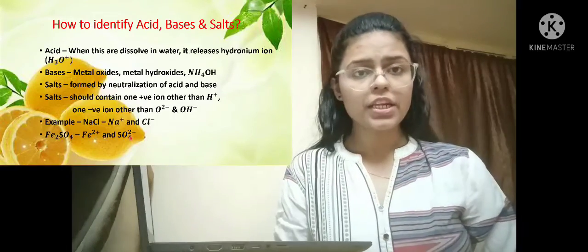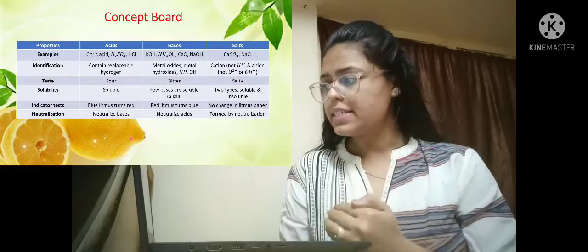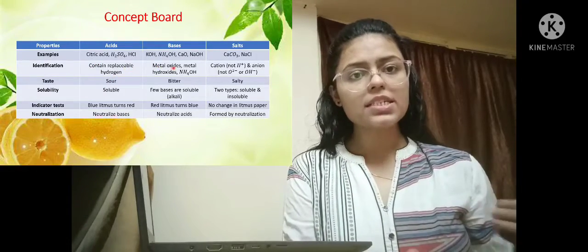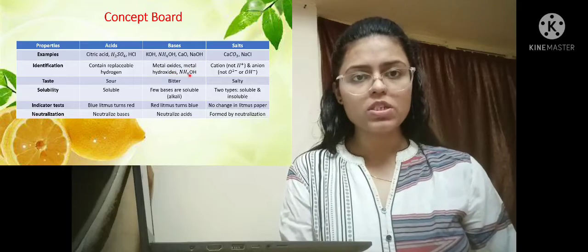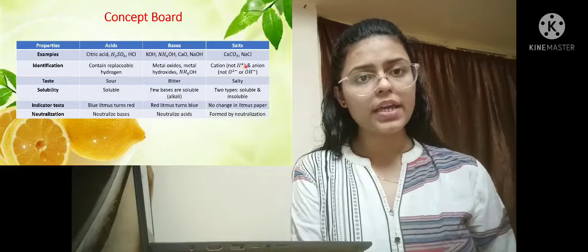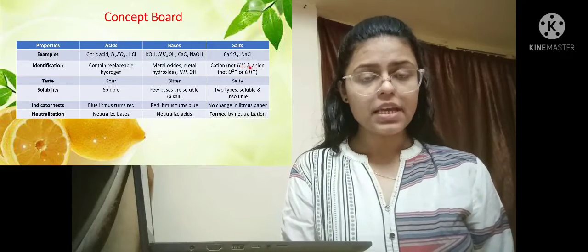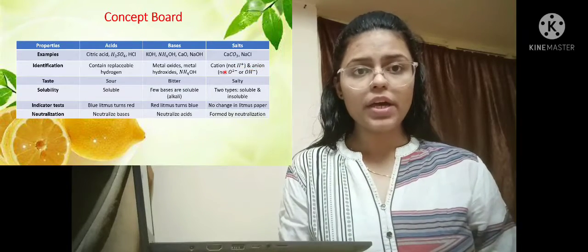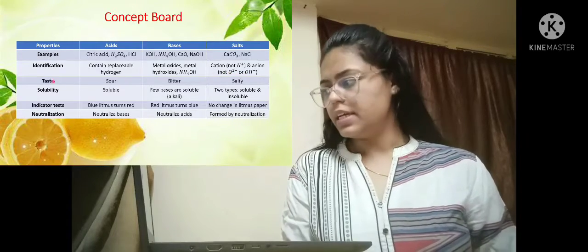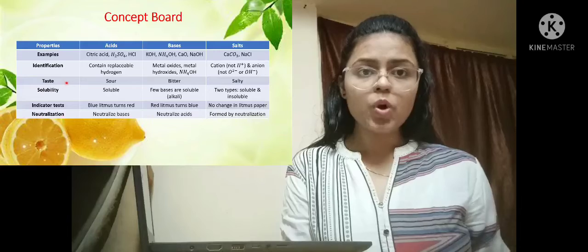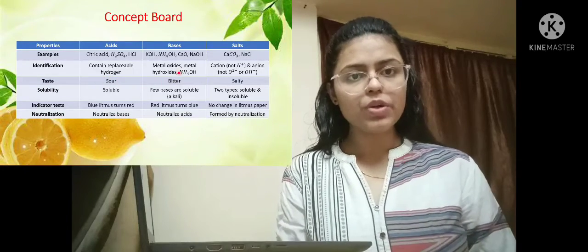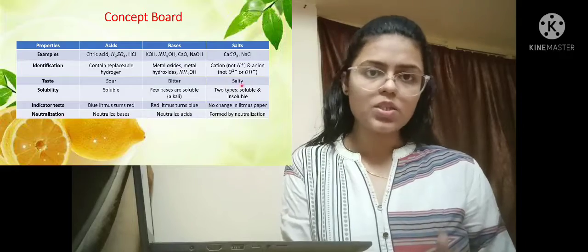Now let's put it in our concept board. So acid must contain replaceable hydrogens. Bases are metal oxides, metal hydroxides and ammonium hydroxide. And salts contain a cation, meaning positive ion and not H plus, and an anion, meaning negative ion and not OH minus and O2 minus. The third property is taste. As we already discussed, acids are sour to taste, bases are bitter to taste and salts are salty to taste.